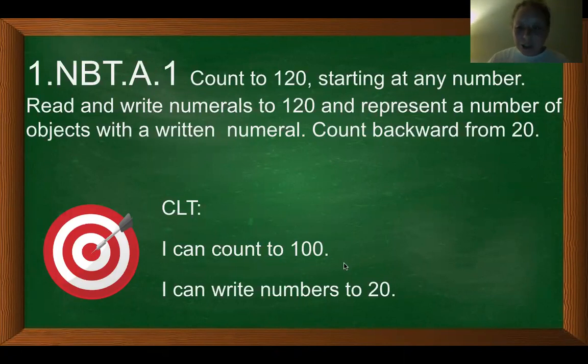We're going to read each target. I'm going to read each target, and then we're going to read it together. I'm going to read the first one. I can count to 100. Ready? I can count to 100. Your second clear learning target for this lesson is I can write numbers to 20. Say it with me. I can write numbers to 20. Nice job. Let's get started.